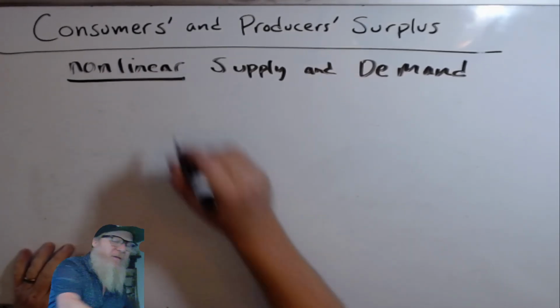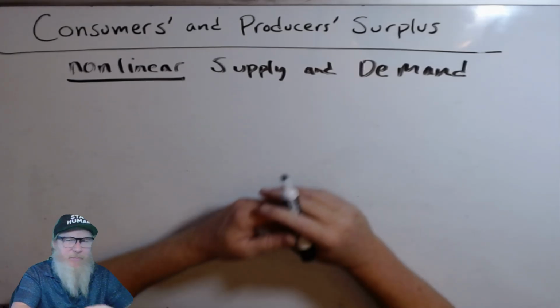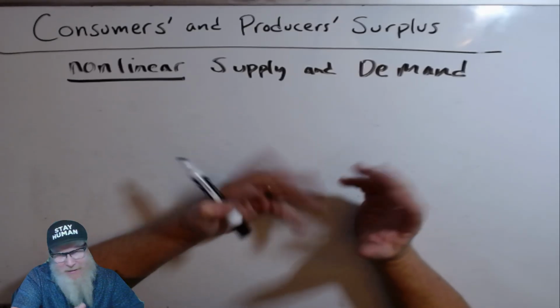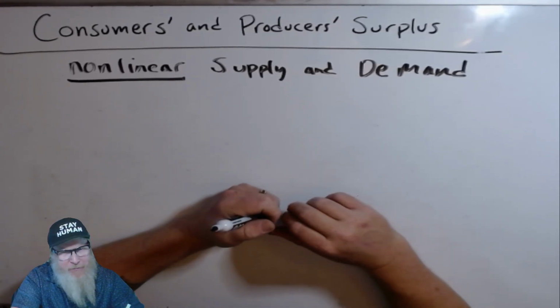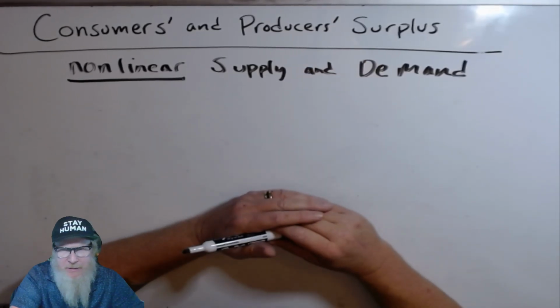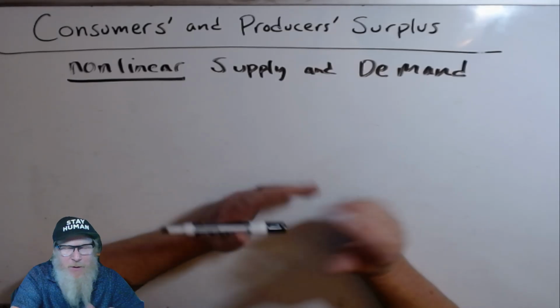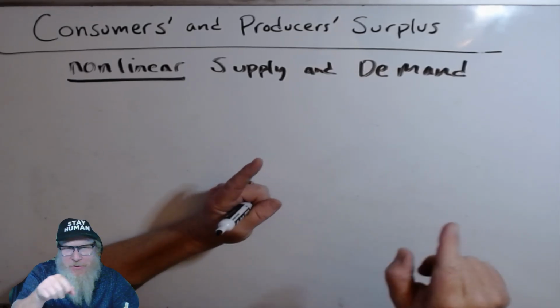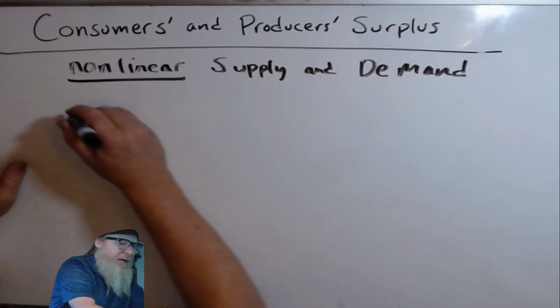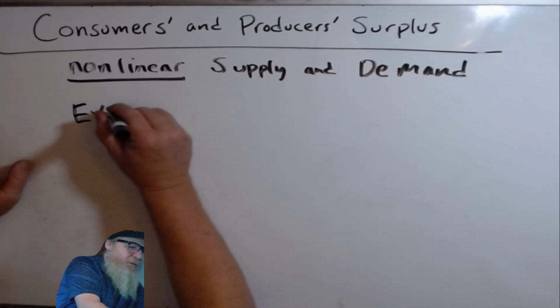So all of the examples we did in the last video, you really didn't need calculus. I mean, I used calculus as an excuse to review the integral and to show you the formulas for both of these surpluses. But you probably noticed that the areas were just triangles, right? But today they're going to be a little bit more complicated. So let's start with an example.